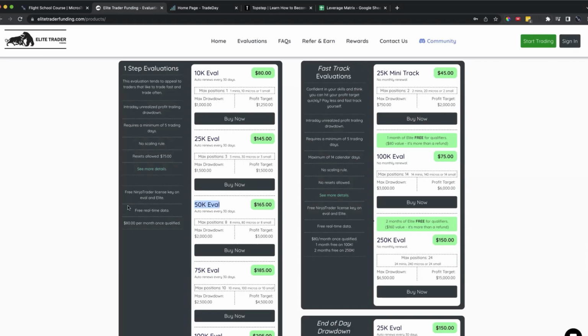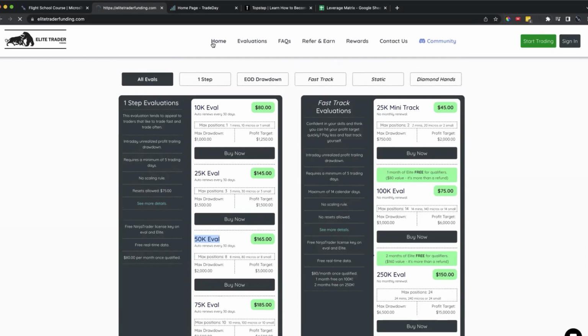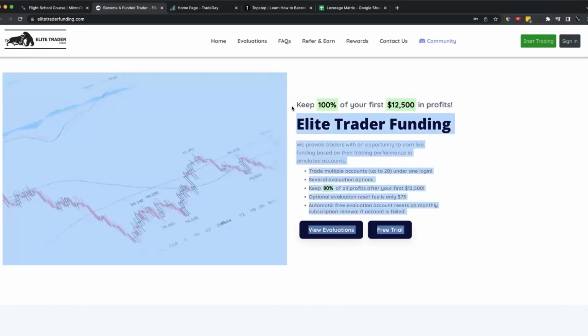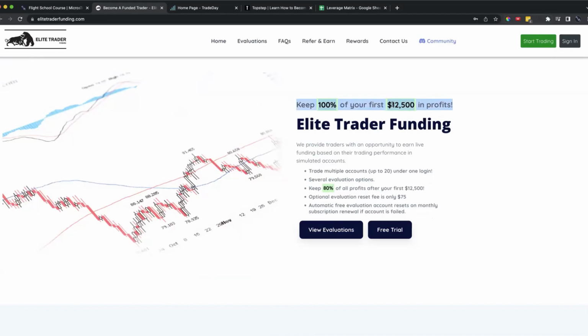In addition to that, if you do well, which you should, we have a high probability system with the Elite. You keep 100% of your first $12,500. Take that withdrawal, put half away, take half and trade and fund your real account if you wanted. They 1099 you at the end of the year. It's really clean. Works well.